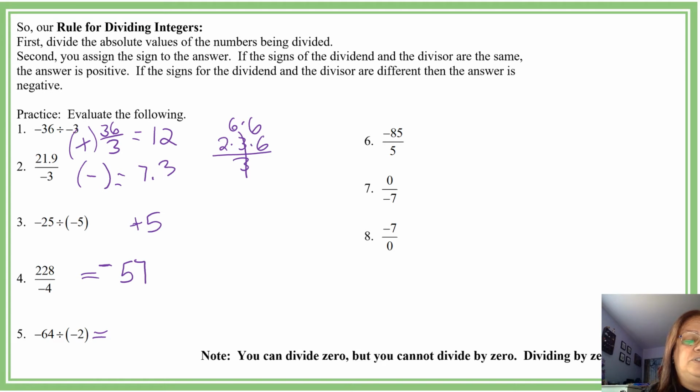64 divided by 2 is 32. Same sign, so it's positive. You don't have to write the plus if you don't want to. I just like doing the same thing every time. It just makes life, I think, a little easier.